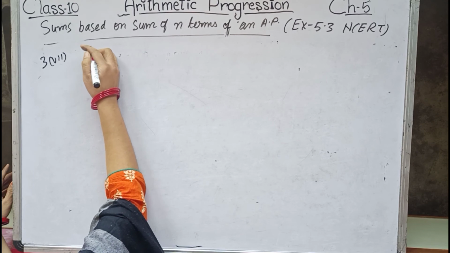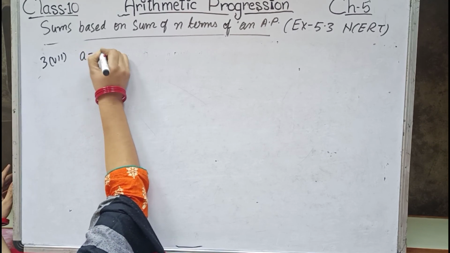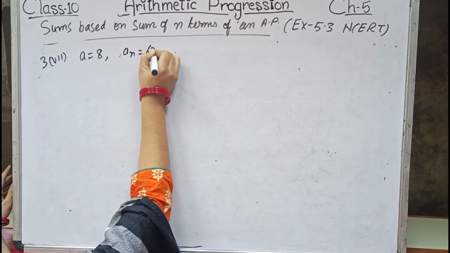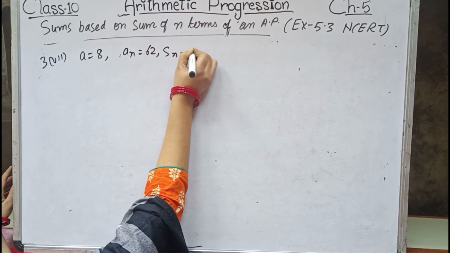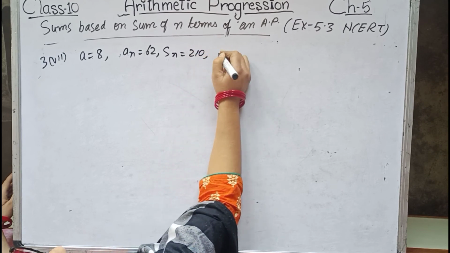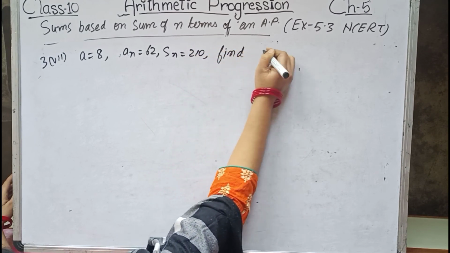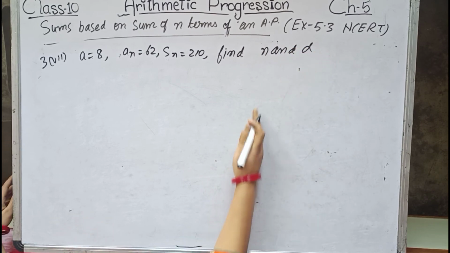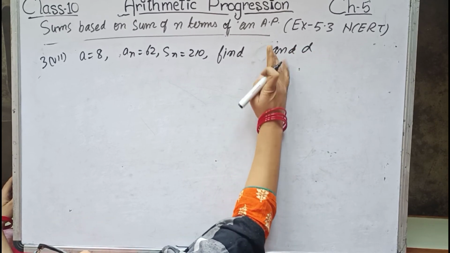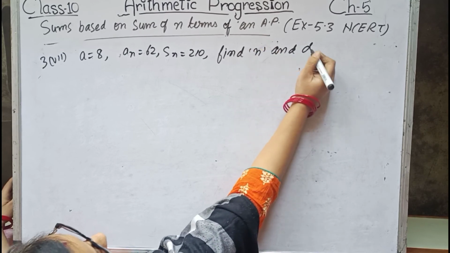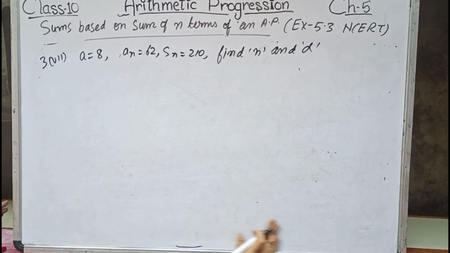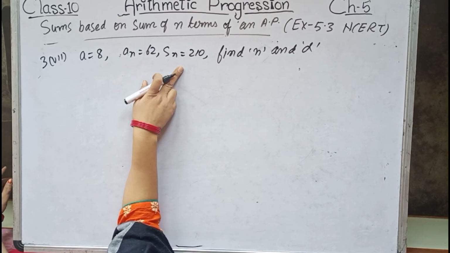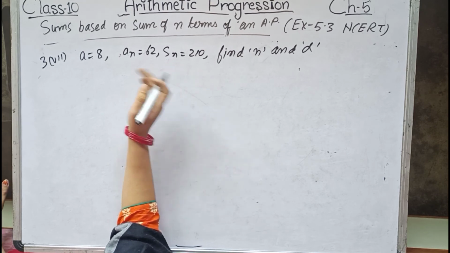Now over here number 7 is A equals 8, AN equals 62, SN equals 210, and we have to find N and D. Let us start, children. We have to find N and we have to find D. Okay, let us do it. Now clearly over here first term is given, nth term is given, and sum till nth term is given, and we have to find the value of N and D.